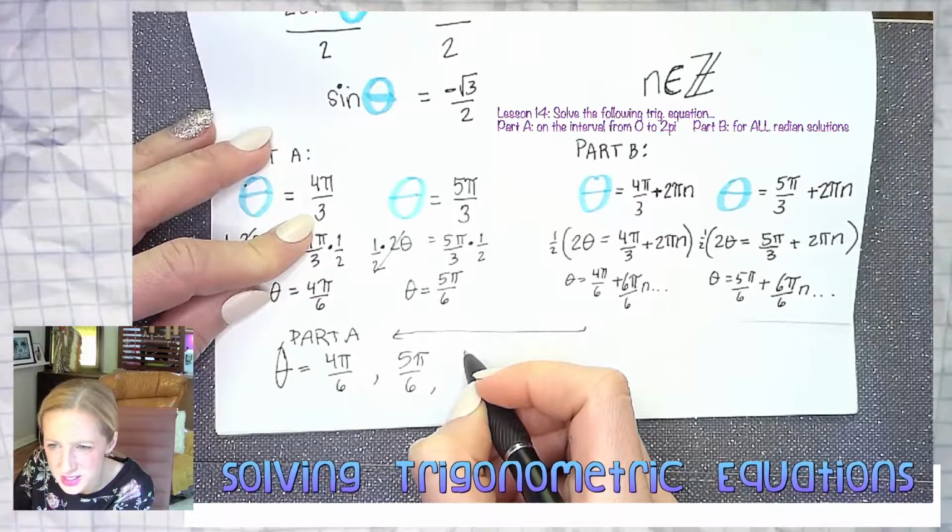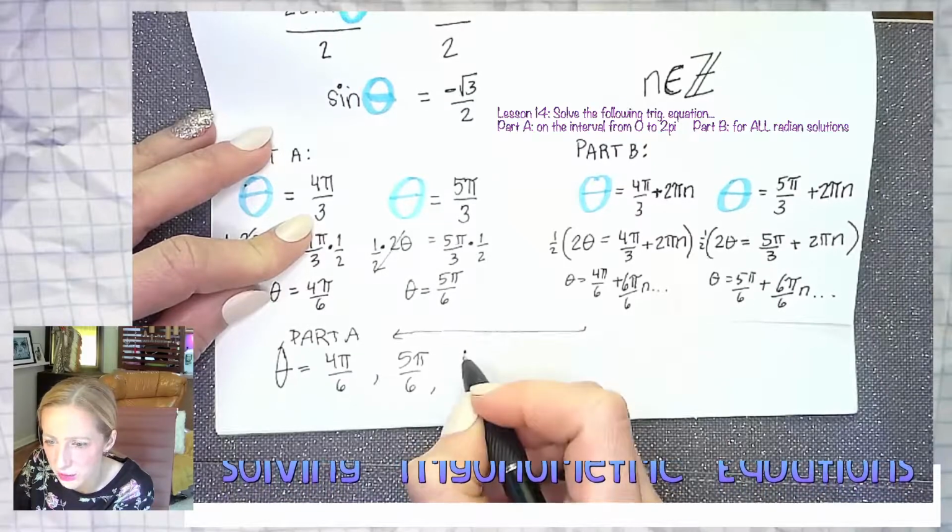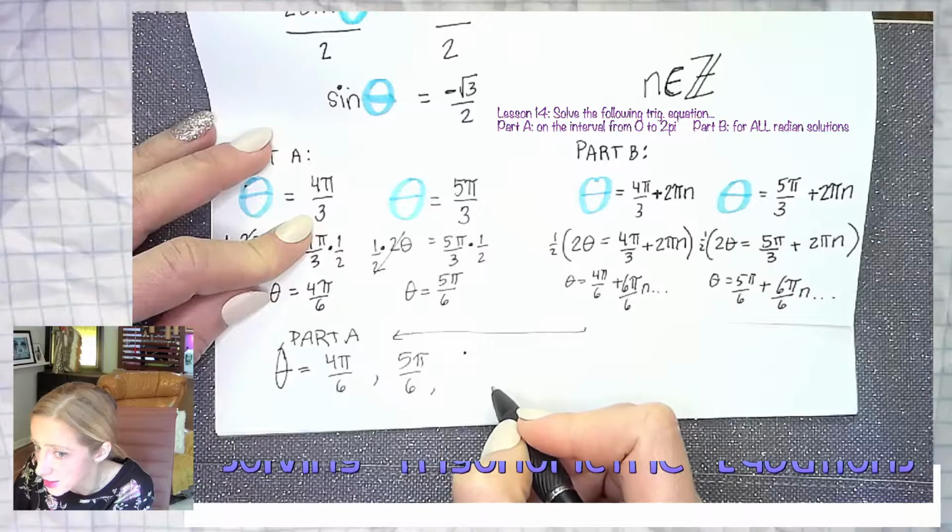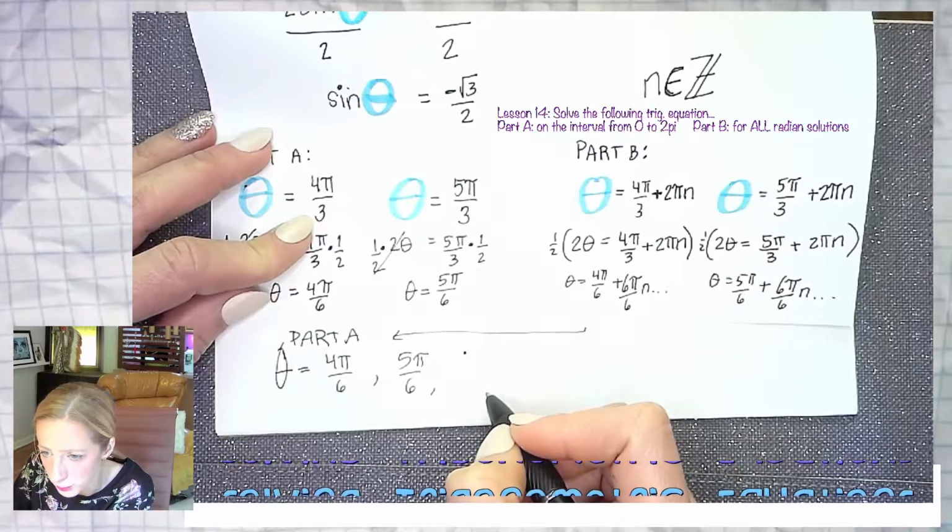Jeremiah, you're unmuted, just so you know. What would I get if I added 6 pi over 6 to 4 pi over 6? This is freebie participation, beautiful people.